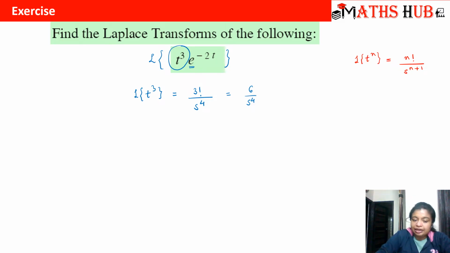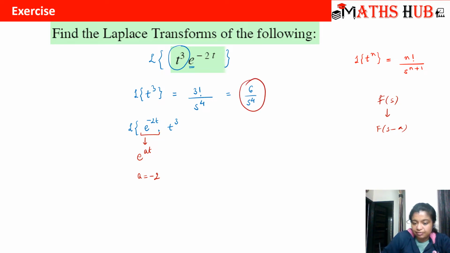Now t cube is getting multiplied with an exponential function. So what did the first shifting property say? Whenever a function gets multiplied with an exponential, just take e raised to power at and compare this term with e raised to power at. So what is your a? a is minus 2. If you remember, for F(s), you just need to replace s with s minus a. So what is your F(s) here? F(s) is 6 upon s to the power 4.